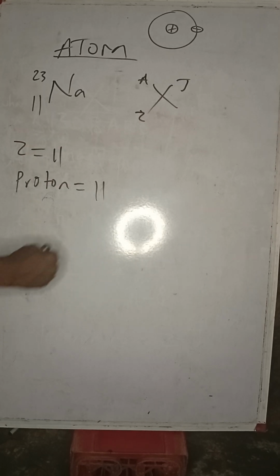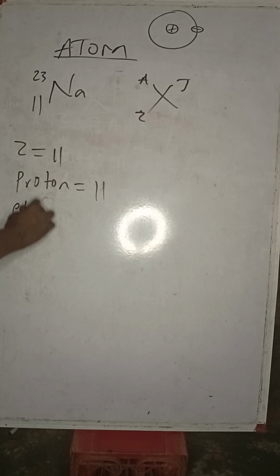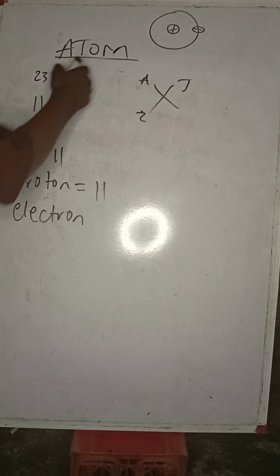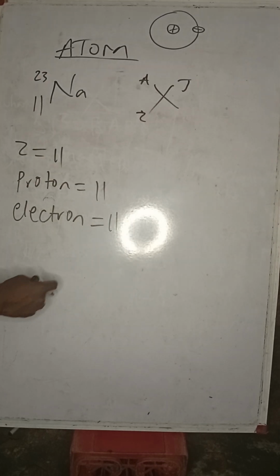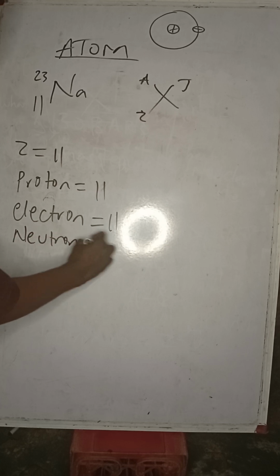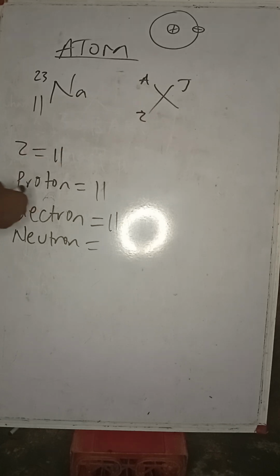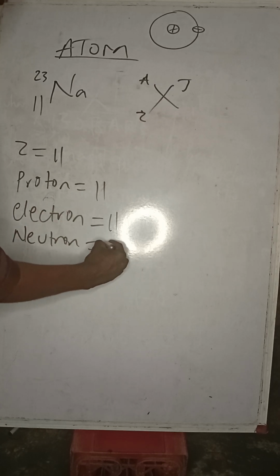Now, what about the number of electrons? The charge is 0, so there is no charge. So 11 minus 0 makes it 11. What about the number of neutrons? The number of neutrons is equal to A minus Z. If you don't have that, take the video back. You see what we did. A minus Z, so mass number minus proton number, or nuclear number minus atomic number, gives you the neutron number. So 23 minus 11 gives me 12.